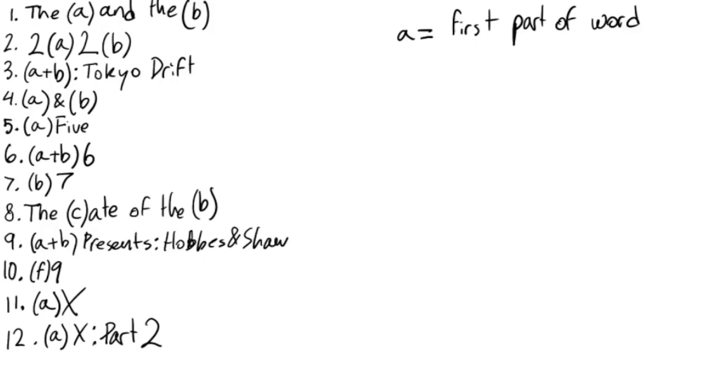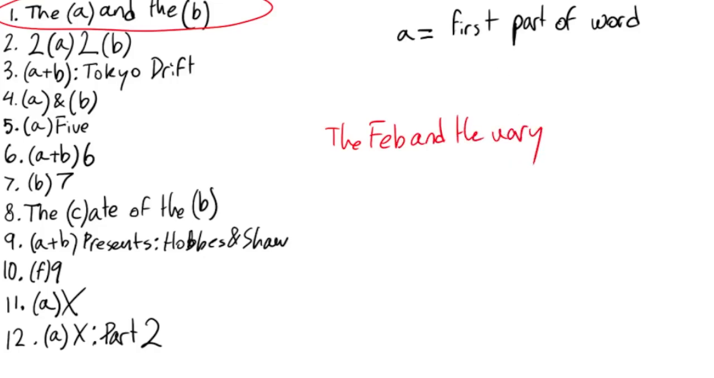So it would be Fast in the original title, but let's just use the example of days of a month. So we used February. If you're trying to say a day in February, for example, if you're trying to say the 1st of February, you would say the Feb and the Uary, with B, of course, being the second significant part of the word.